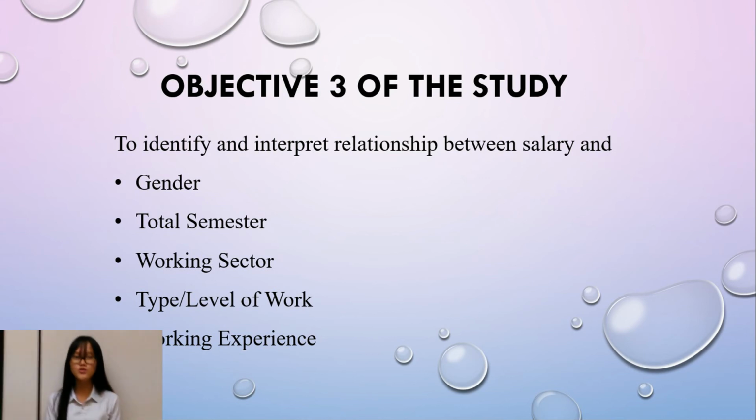Okay, next I'm going to discuss objective 3 of the study. The objective 3 of our study is to identify and interpret the relationship between salary and gender, salary and total semester, salary and working sector, salary and type or level of work, and salary and working experience.